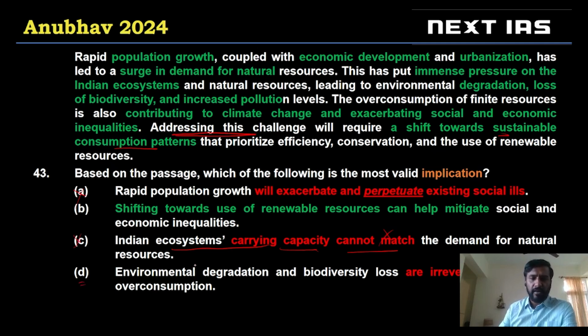D, environmental degradation and biodiversity loss are irreversible. Same thing as perpetuate, irreversible. If you can address this challenge, that means it's not permanent, it's not irreversible. So D is invalid. B is the correct choice. Shifting towards renewable resources can help mitigate, reduce social and economic inequalities. This is basically coming from the last two sentences. All right. So option B is the correct choice for question 43.